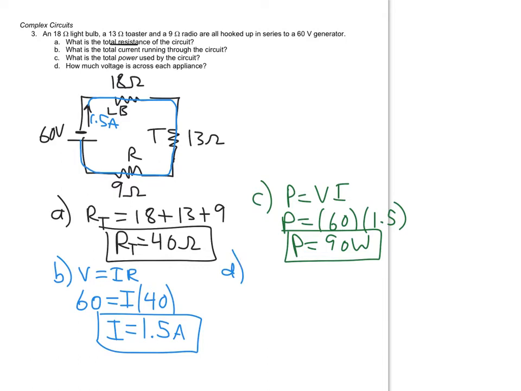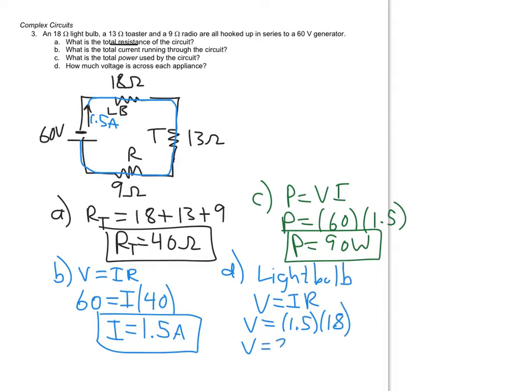Taking that one at a time, we'll start with the light bulb. We know the current going through it is going to be that 1.5 amps. We can use Ohm's law then to get the voltage. So we'll say 1.5 amps times our resistance, which is 18 ohms. And so we end up getting a voltage here of 27 volts.